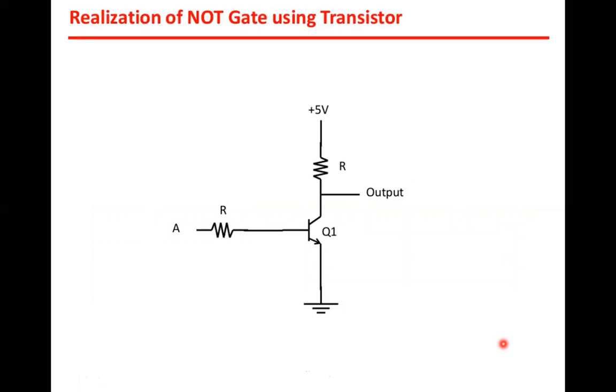This is a NOT gate constructed using a transistor. In the previous class we kept saying that transistors are basically used as amplifiers and switches. So this is a circuit diagram showing the transistor as a switch. Let us see how it behaves when A is equal to 0, the output is 1, and when A is 1, the output is 0.